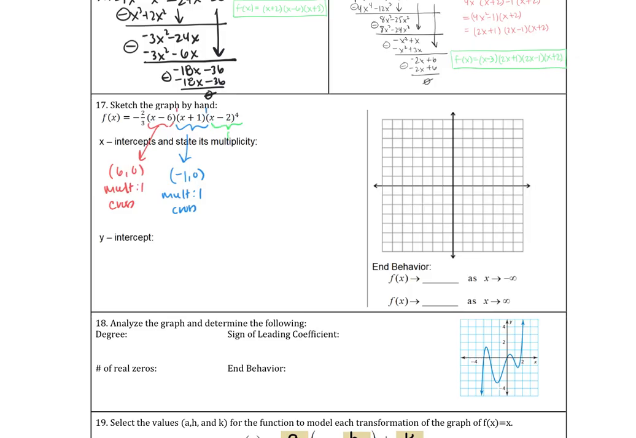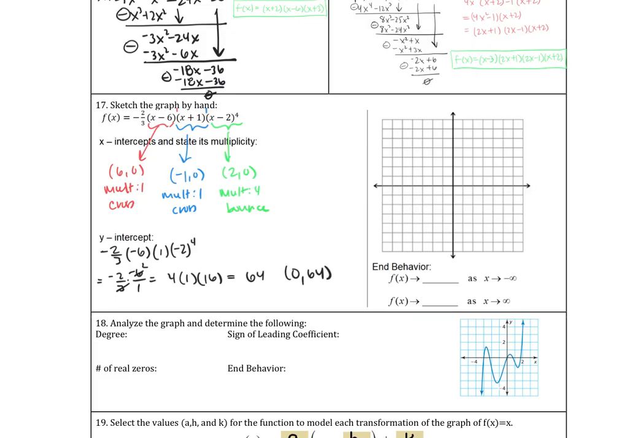And our last intercept is going to be (2, 0), multiplicity 4, which means it's going to bounce. And the y-intercept, I'm going to plug in x equals 0 for that and get negative 2/3 times negative 6 times 1 times negative 2 to the 4th. All right, negative 2 over 3 times negative 6 over 1 is going to give us 4 times 1 times 16, which is going to be 64. So our y-intercept is (0, 64).